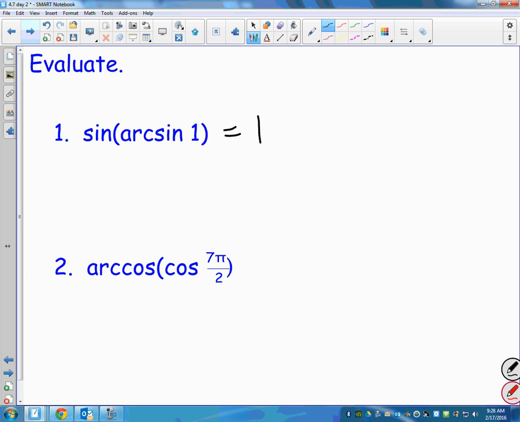So if you don't know them, you can just do this problem using order of operations: start with the inside, work your way out. So start with this, like you did yesterday. This is saying what angle has a sine of 1? What angle has a sine of 1?